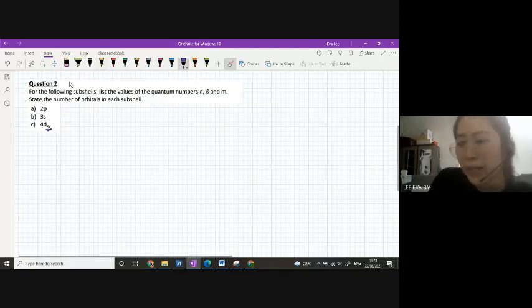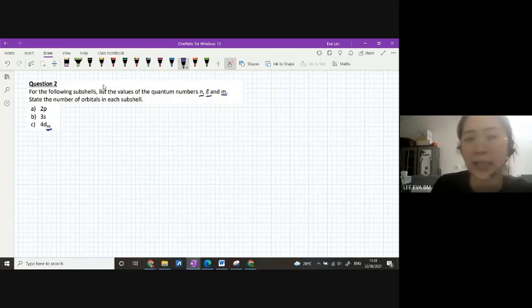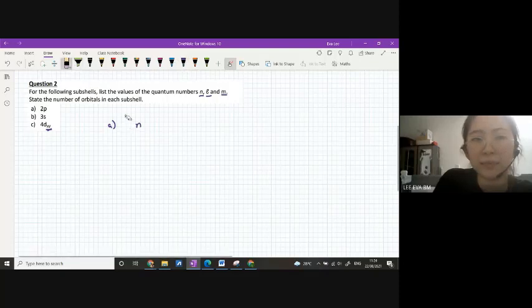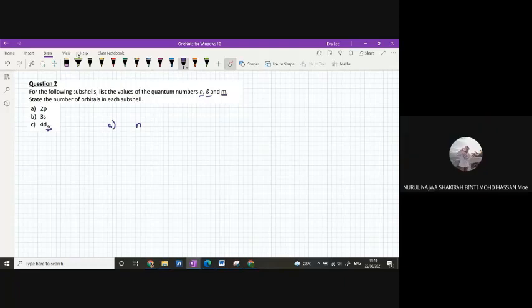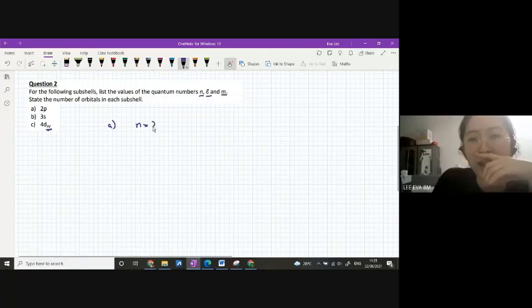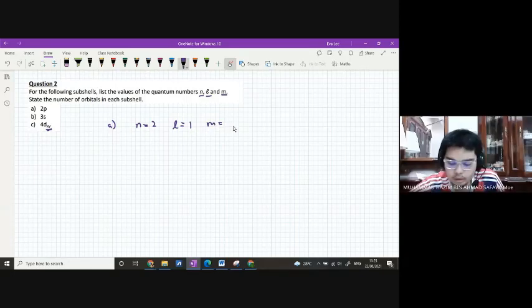Okay, so look back at the questions again, yeah. List the values of quantum numbers N, L, and M and state the number of orbitals in each subshell. Okay, so for our A, what is your value of N? 2. Value of L? 0, 1. And value of M? Negative 1, 0, positive 1.